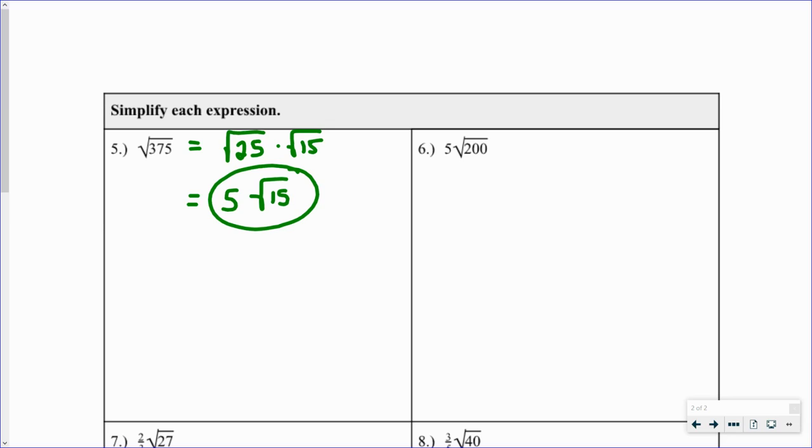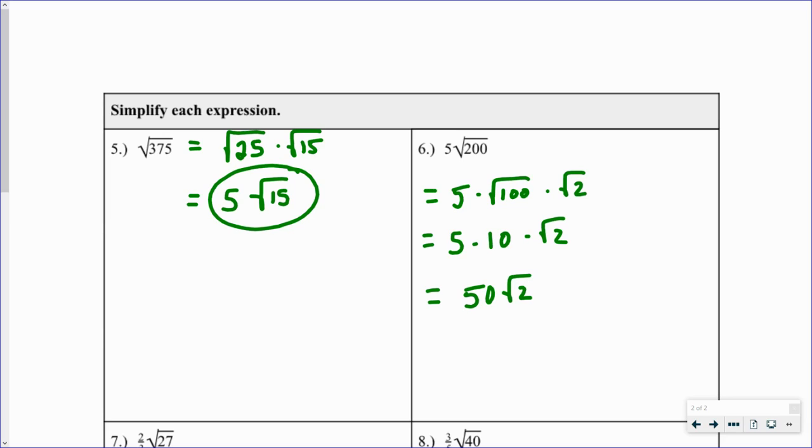For number 6, we have 5 times the square root of 200. So when I look at 200, I'm thinking that, well, that's divisible by 100, and 100 is a perfect square. So I'm going to rewrite this expression as 5 times the square root of 100 times the square root of 2. The square root of 100 I can reduce, that is equal to 10. And then 5 times 10 is 50. So 5 times the square root of 200 can be reduced down to 50 times the square root of 2.